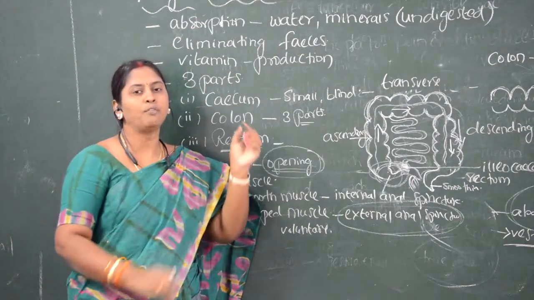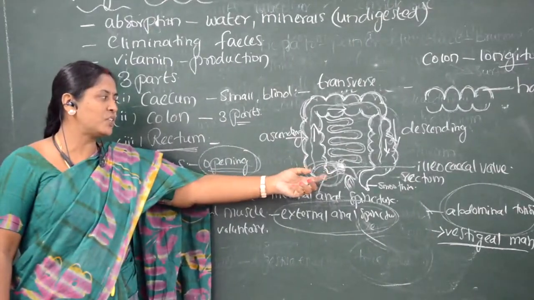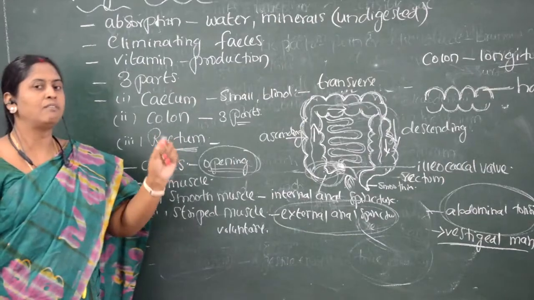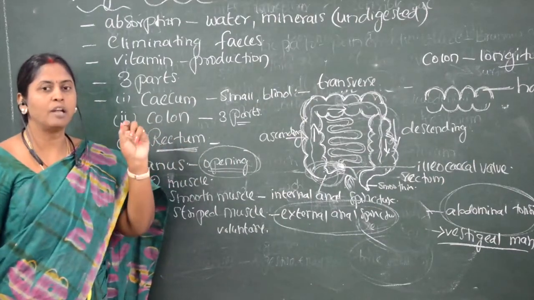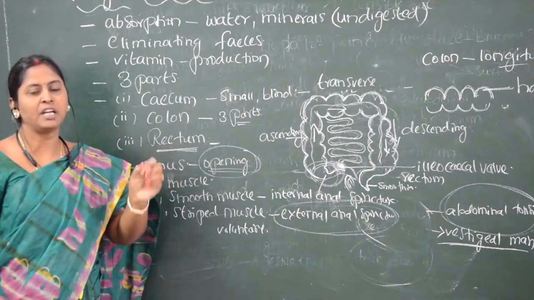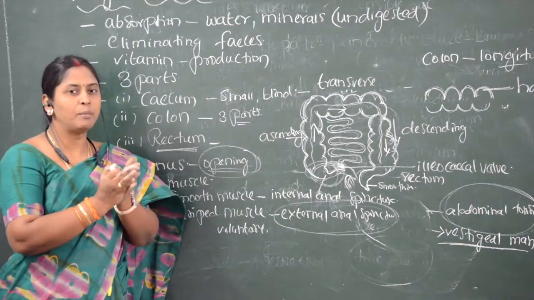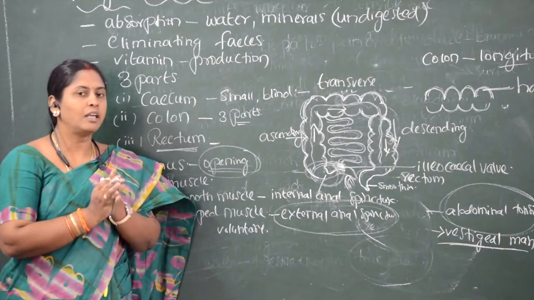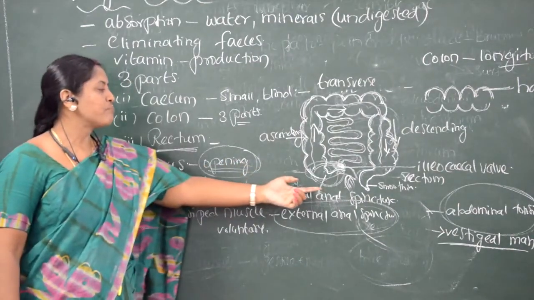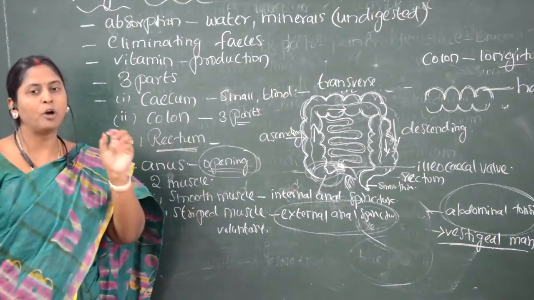Near the union of the small intestine and the large intestine, a valve called the ileocecal valve is present. Near the union of the ileocecal valve into the cecum, a finger-like structure called the vermiform appendix is present. This vermiform appendix is vestigial in human beings, meaning no function. But in herbivorous animals, that is ruminant organisms, cellulose digestion takes place in the vermiform appendix. The other name for the vermiform appendix is abdominal tonsil.